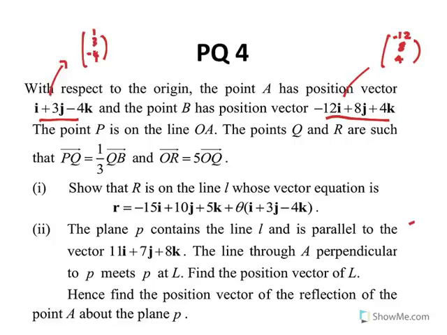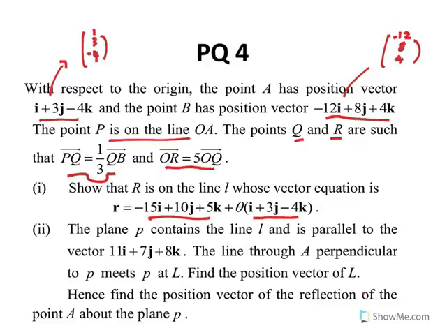Right, from here, point P lies on the line OA. So this is one thing that can help us draw a diagram. Q and R are such that PQ equals 1/3 of QB, and OR equals 5 OQ. Our first task is to show that R lies on the line whose vector equation is r = (-15, 10, 5) + θ(1, 3, -4).